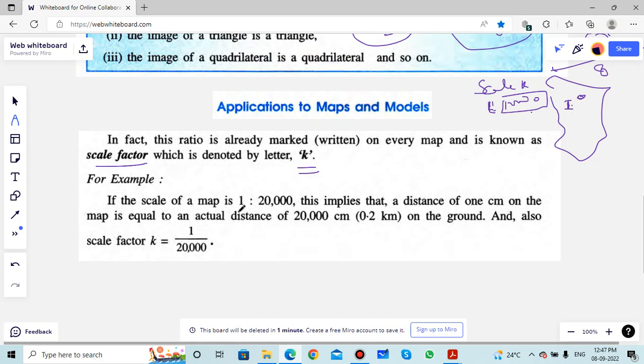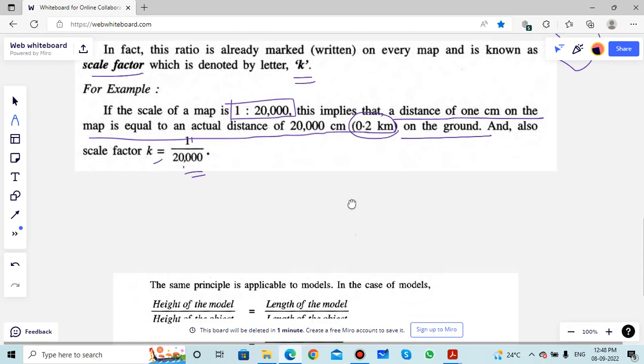So a scale factor of a map is, for example, 1 is to 20,000. It means you take a distance of 1 centimeter on the map, and that will be an actual distance of 20,000 centimeter, which comes to 0.2 kilometer on the ground. So we can say the K factor is 1 upon 20,000 here. So this is where we apply it.